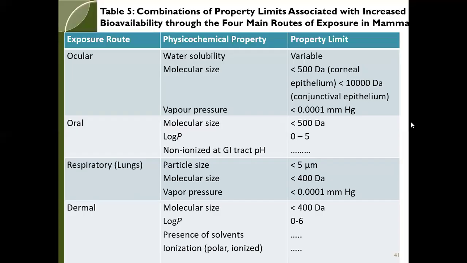So physicochemical property here, water solubility. You know that if it is soluble and it gets into the water and it gets into your eyes, you know what that can mean. So the property limit is variable. Conjunctiva, epithelium, and so on. These are the effects that it may have.